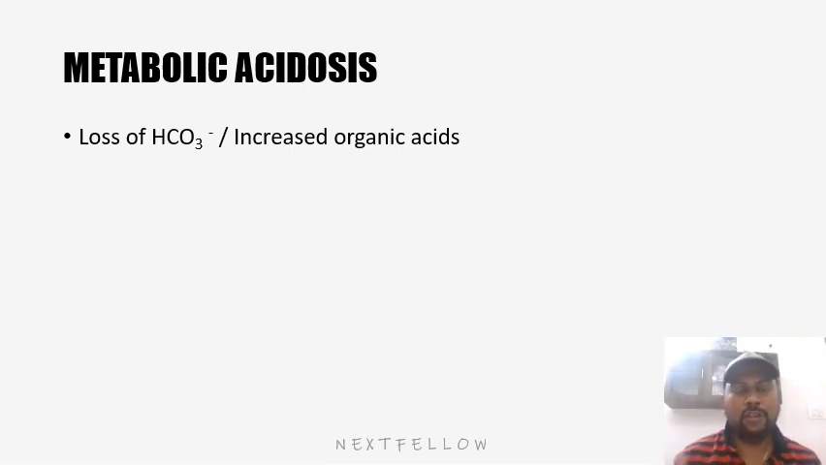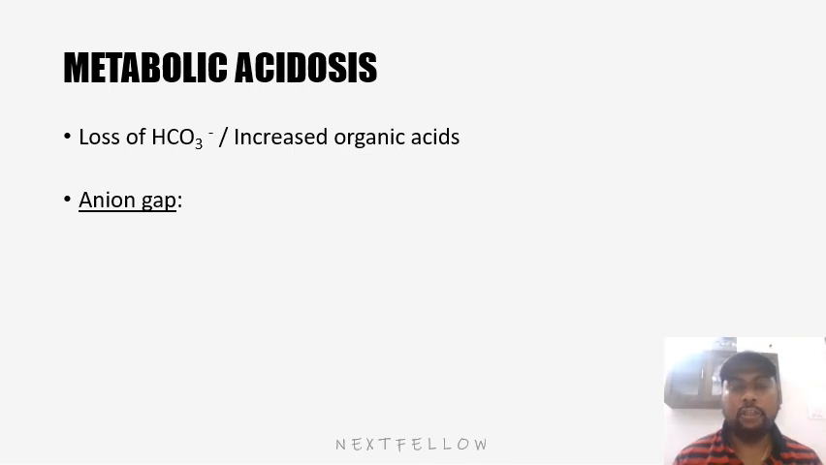Next, coming to the causes of metabolic acidosis, it can be broadly classified into two types. One is high anion gap metabolic acidosis, and the next is normal anion gap metabolic acidosis. To understand this, first you should know what the anion gap is. So what does anion gap mean?